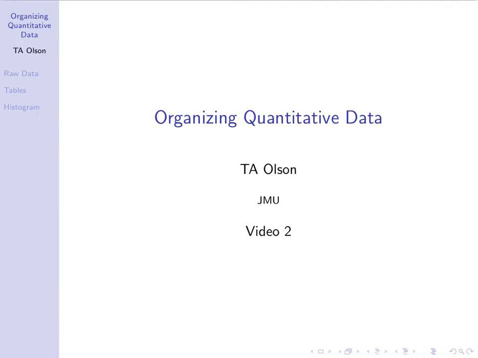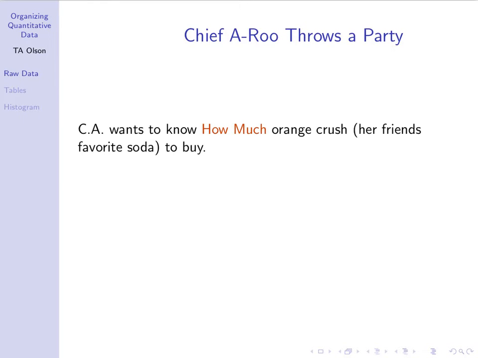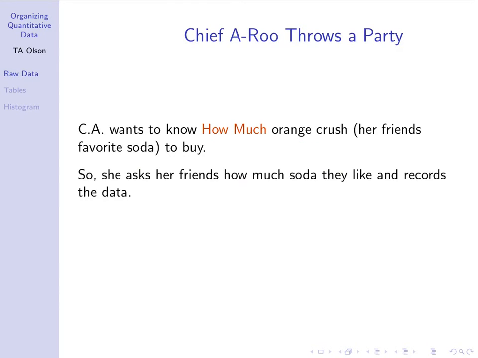In this video, we're going to be talking about organizing numerical or quantitative data. All right, now that Chief-Aru has the ice cream squared away, she wants to figure out how much of their favorite soda, Orange Crush, she wants to buy. So again, she asks her friends how much soda they like and writes down the data.